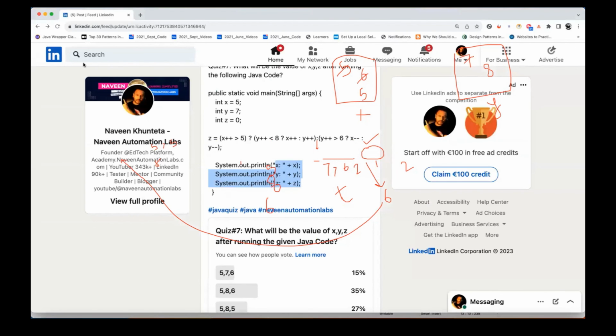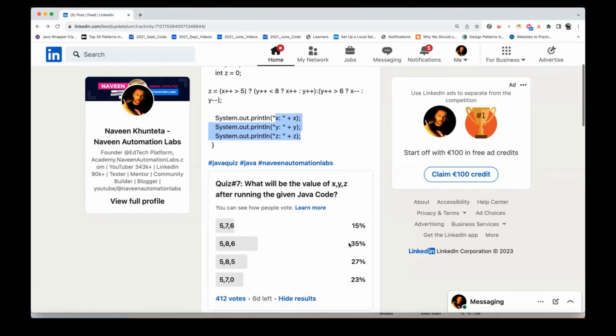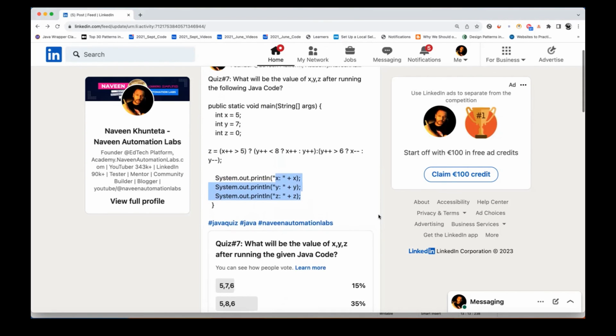Only 35% of people have given the right answer, 5, 8, 6. Otherwise 585, 570, and 576, maybe they are confused, or maybe they are making some mistakes in the calculation here. So I hope this is clear.